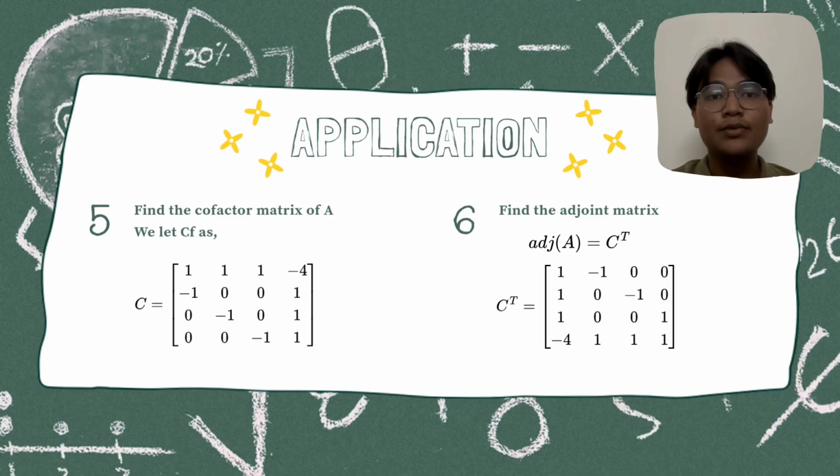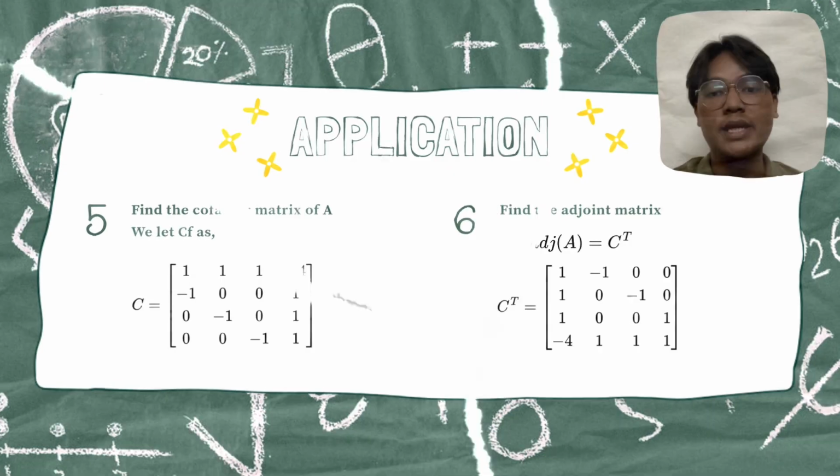In step 6, we find the adjoint matrix. The adjoint or adjugate of matrix A is simply the transpose of the cofactor matrix. This means we change the rows of the cofactor matrix into columns. After transposing C, we get the adjoint matrix shown on the right. This adjoint matrix will be used in the next step to calculate the inverse of matrix A.